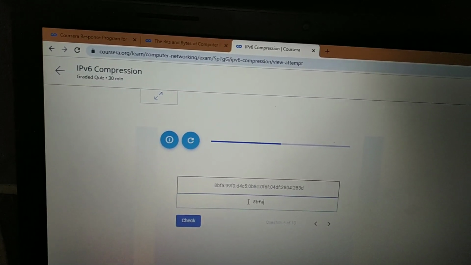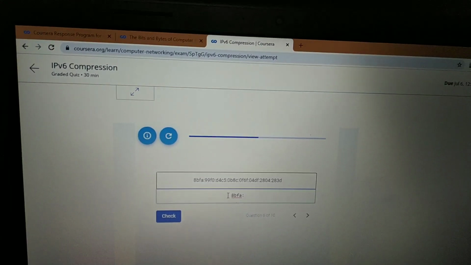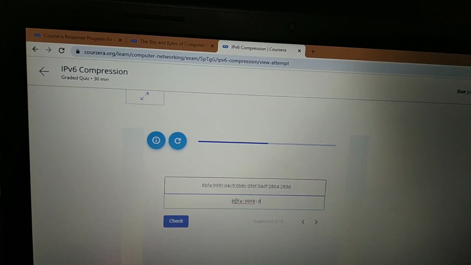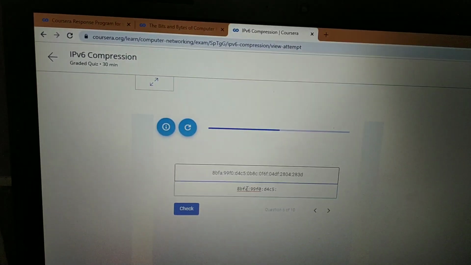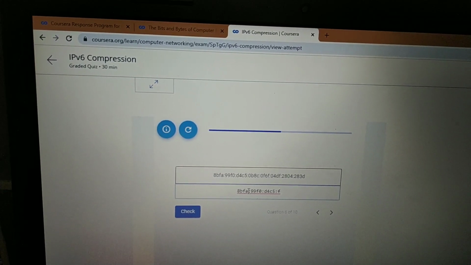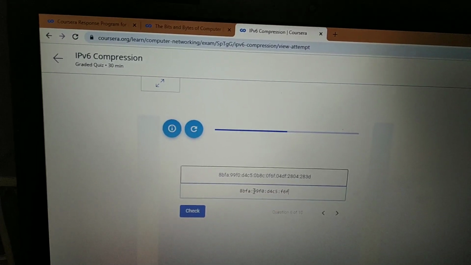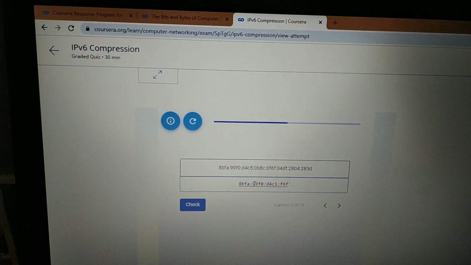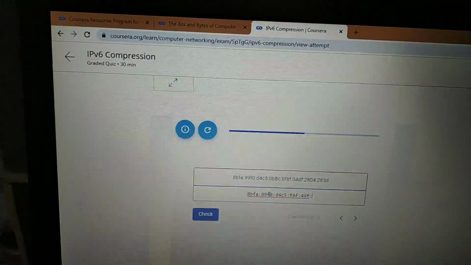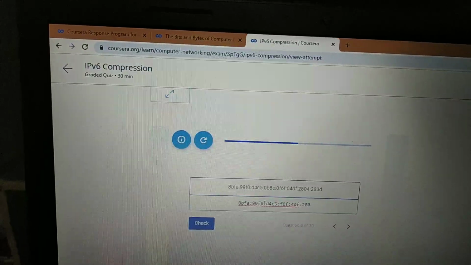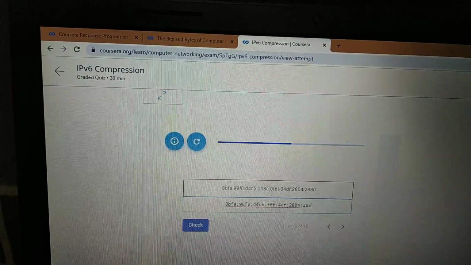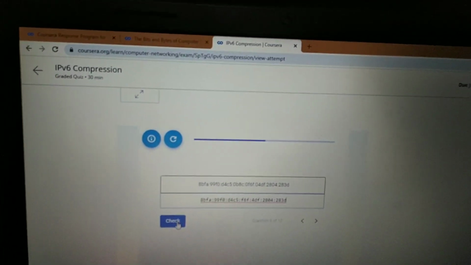BFA colon F0 colon D4 C5 colon, eliminate that 0, F6F, right? Colon, more, 4DF, right? Colon 2804 colon 283D. This is the way we can write.